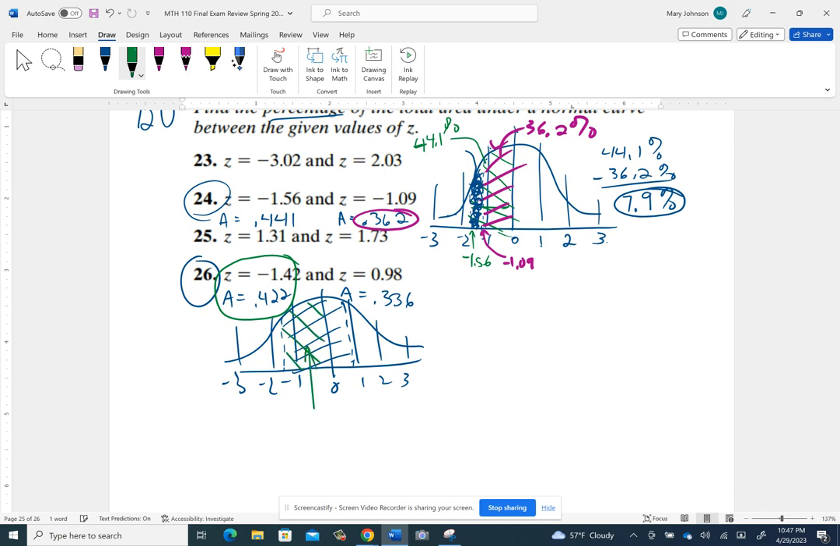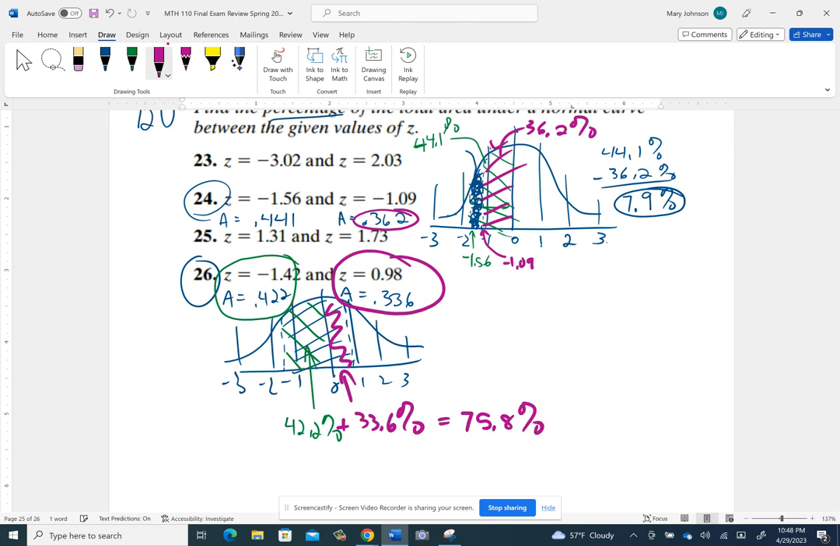So this green part would be 42.2%. Okay, then this information tells me what's happening there. So that is the 33.6%. See how they're on opposite sides of the mean? I need the total area between the two. I would add, and that would be 75.8% all total. Okay, that would be my final answer.